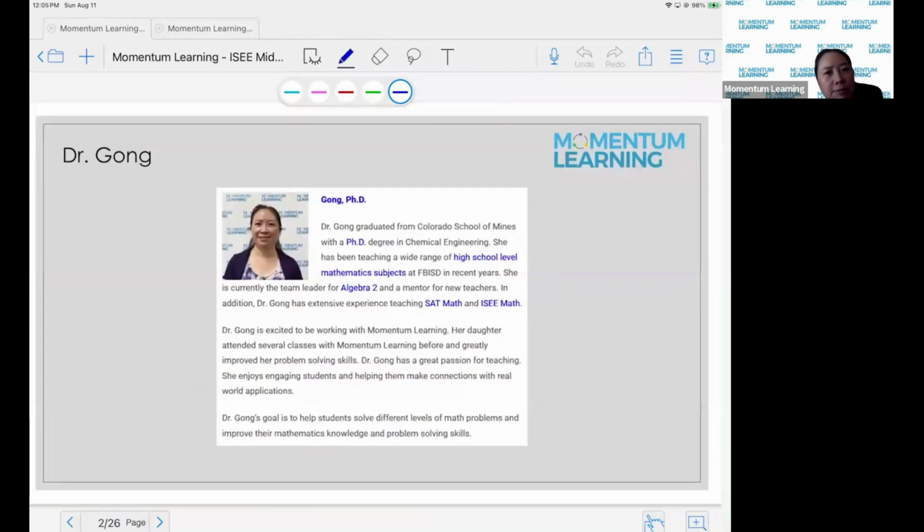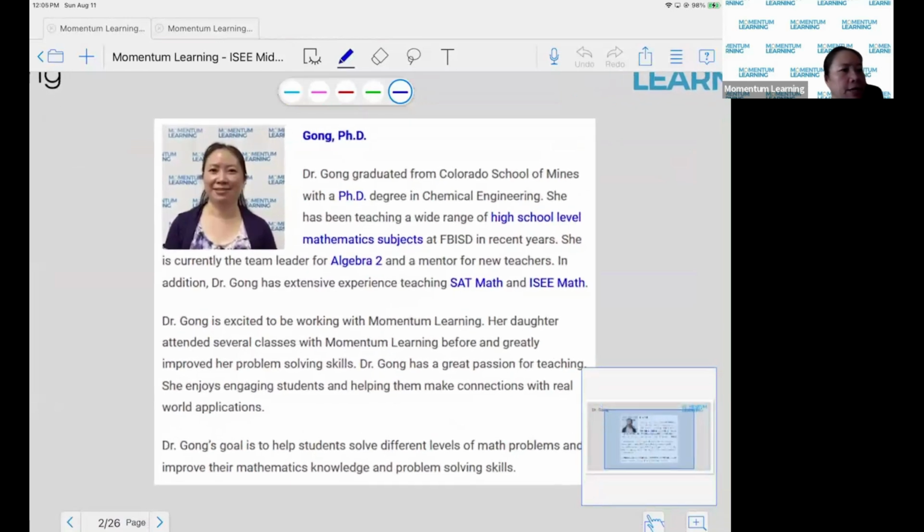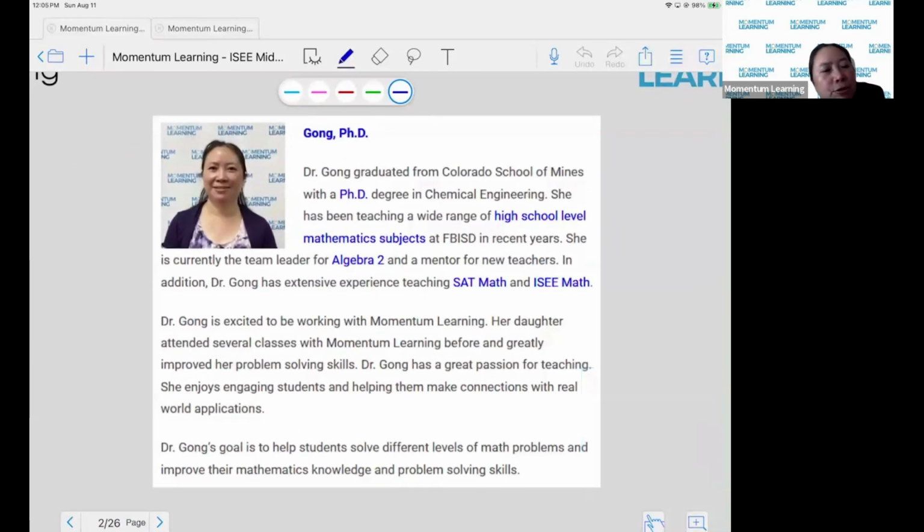So here, this is about me. I graduated from Colorado School of Mines with a PhD, a doctor's degree in chemical engineering, and I have taught many different high school level math classes: algebra 1, algebra 2, and pre-calculus. At Momentum Learning, I have taught contest math, the 6th grade math class, the CBE 1, algebra 1, algebra 2, pre-calculus, and also the ACT math.